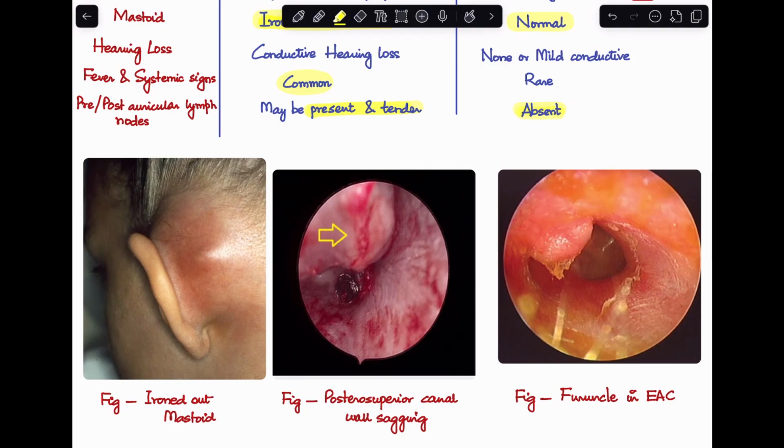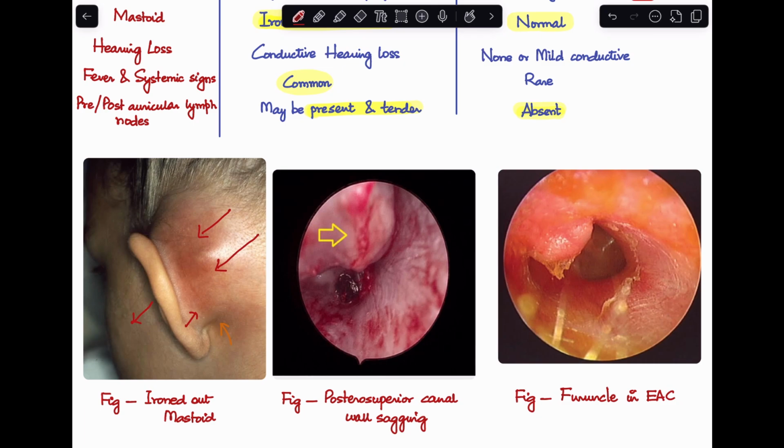Let's look at a few pictures of things that I've already mentioned. The first image is the ironed out mastoid. You can see how smooth this feels. You can also see that the pinna has been pushed downwards and outwards in this case, and the retroauricular groove has been obliterated. So this is a typical image of acute mastoiditis.